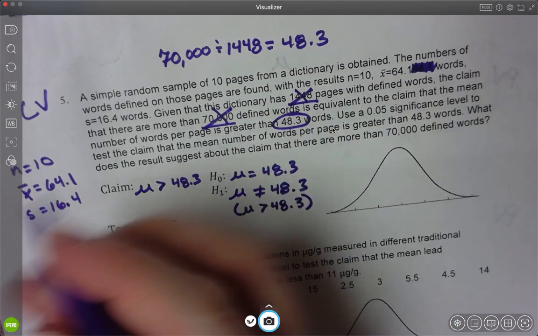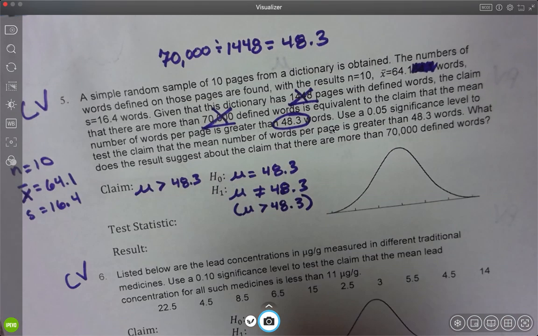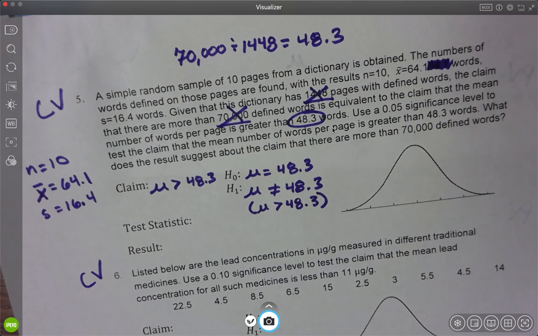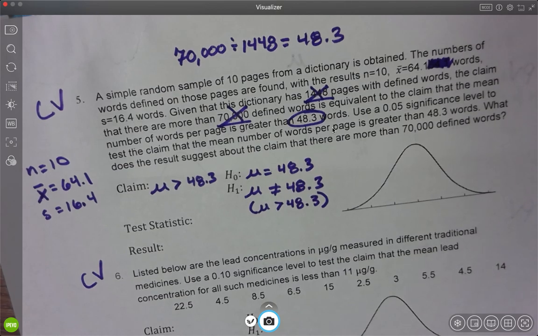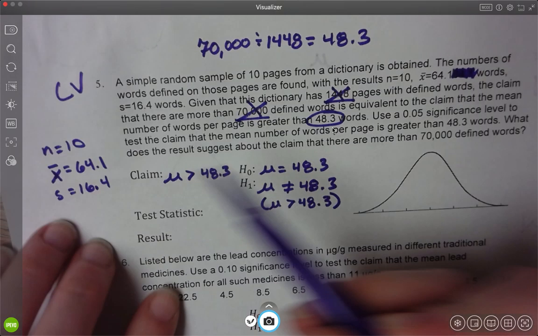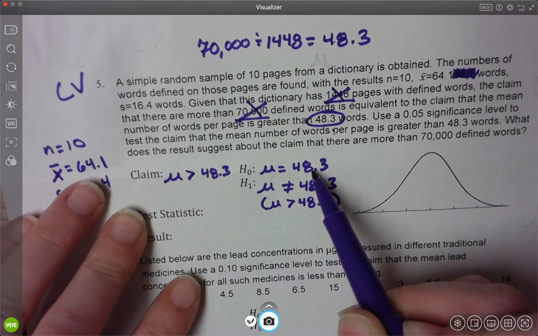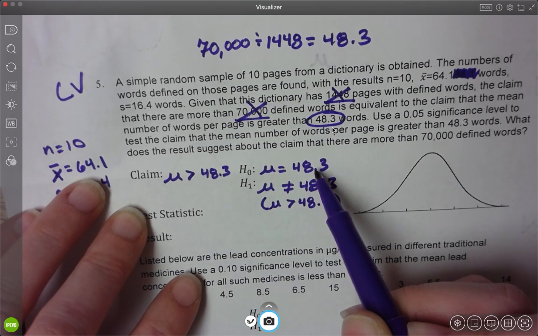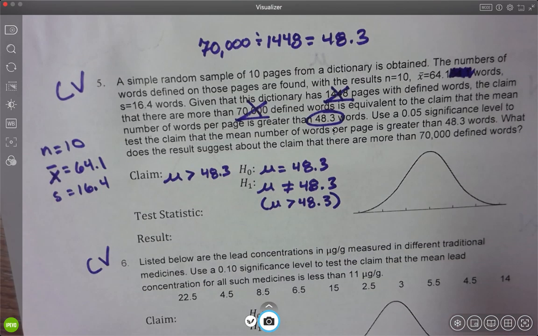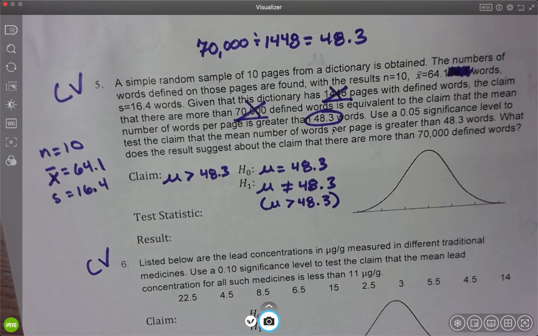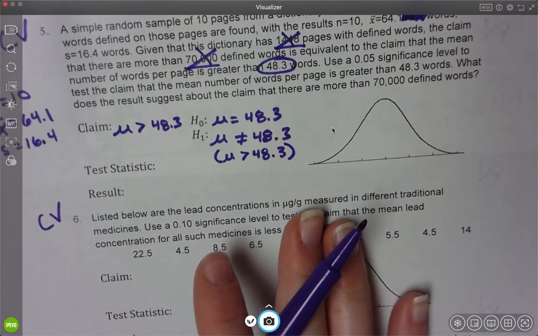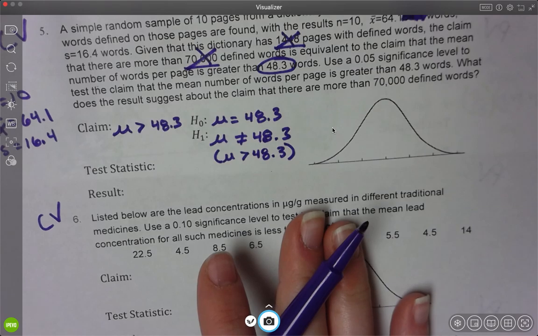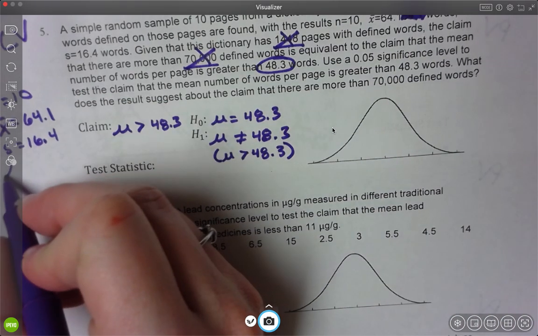Now, our number was, in fact, greater than 48.3, but is it greater enough than 48.3 to say that that's actually greater than, or is 64 close enough to 48.3 to say that those two numbers are equal to each other? Okay, so you can kind of put in your mind what you think you're going to do for your accept or reject type of thing right now, but we'll find out exactly what's going on. So, significance level, 0.05.